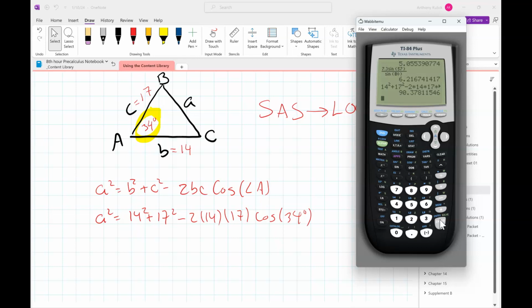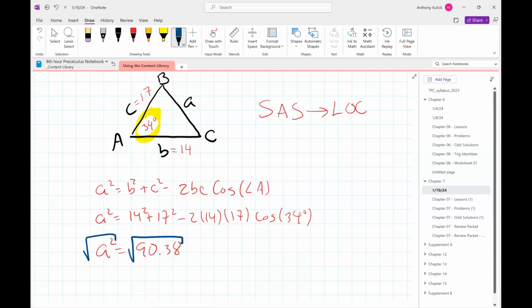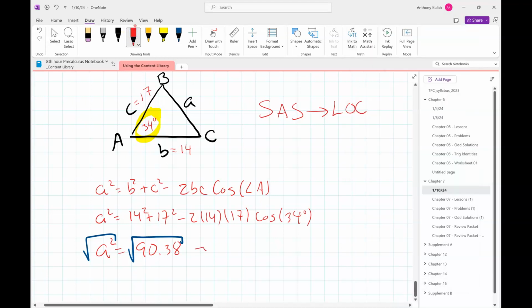Yeah, what did we find here really though? We found A squared, right? So what do we still need to do? Square root both sides, right? So I'll do square root, and then I'll press second and the negative sign. That's the ANS command. The calculator fills in the last answer it got. And I get 9.51, which seems a whole heap better.